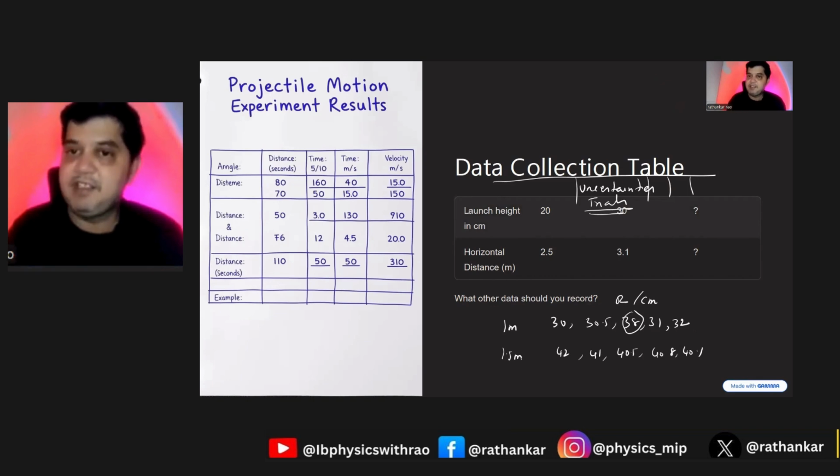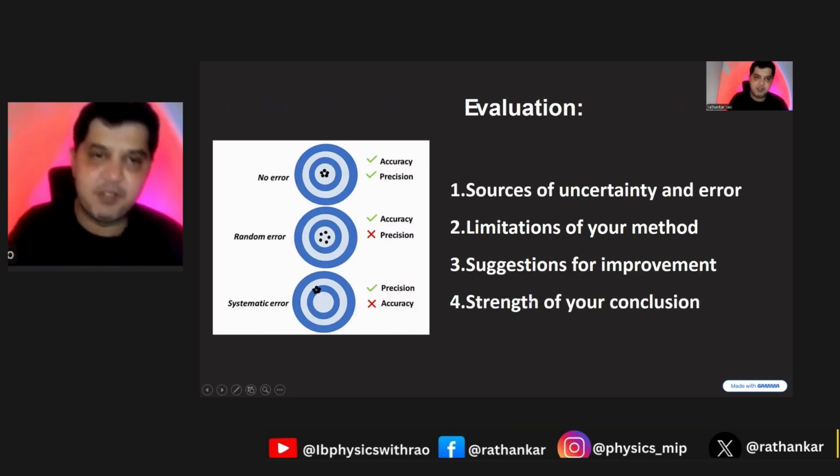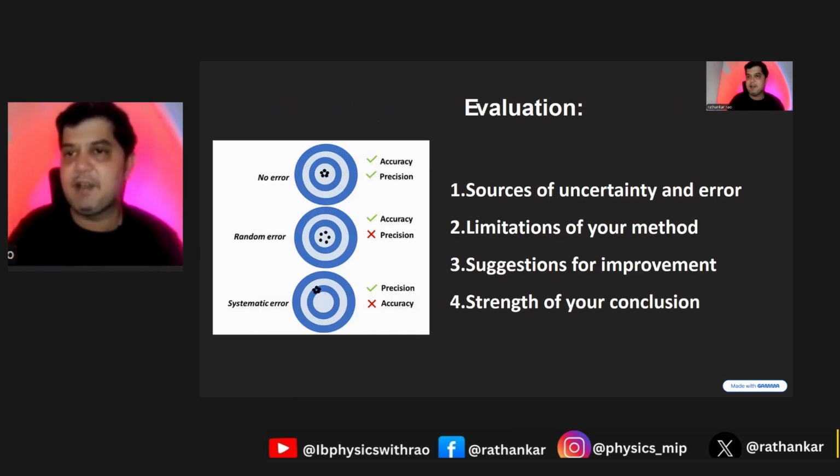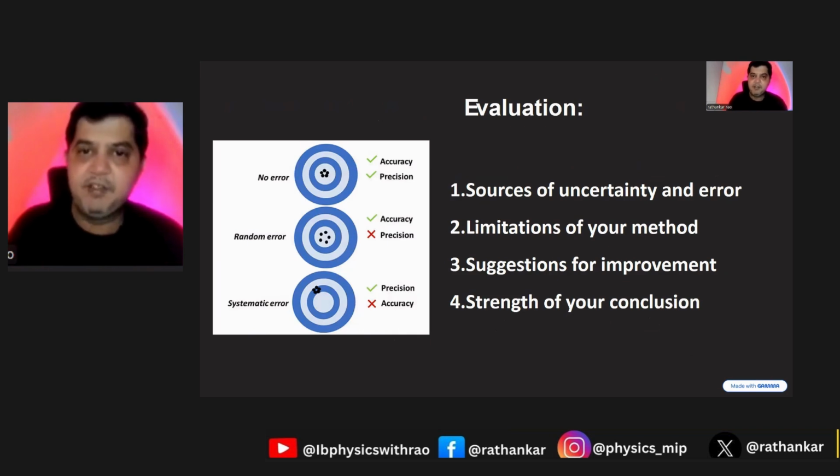But the preliminary thing is that when you look at a data collection table, what you understand from the data collection has to be mentioned. Okay, without mentioning that, you won't get marks, right? And then next is evaluation. So we have done criterion A, we have done criterion B, criterion C comes in evaluation. So you need to look at what are the sources of uncertainty and error.